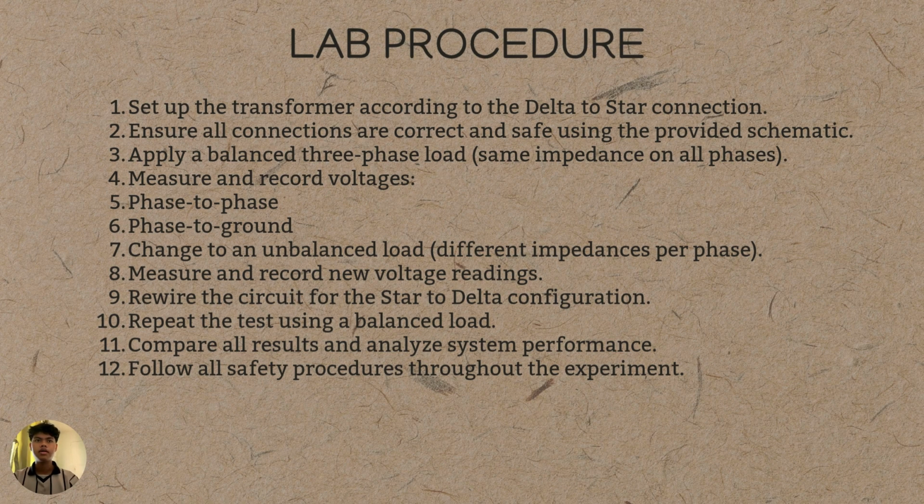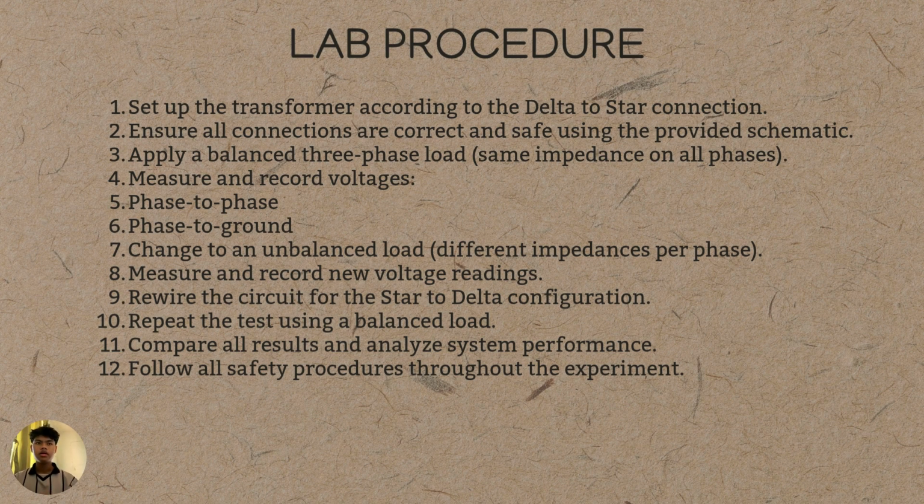Third, apply a balanced three-phase load, self-impedance on all phases. Number four, measure and record voltage. Number five, phase to phase. Number six, phase to ground. Number seven, change to an unbalanced load. Number eight, measure and record new voltage readings.